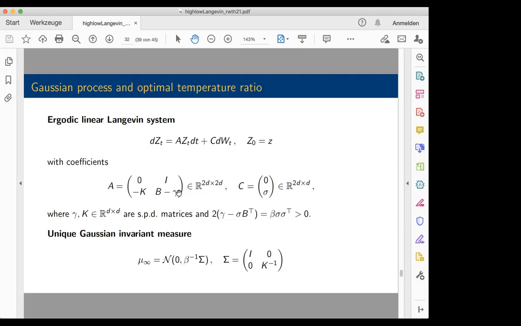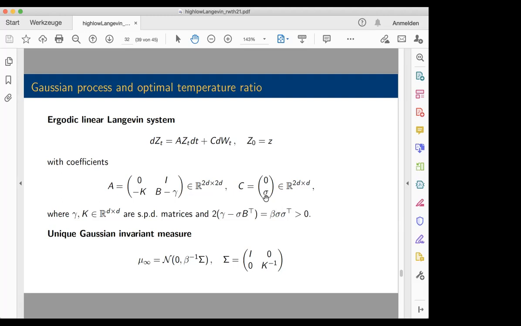And the A matrix is what you get from a quadratic Hamiltonian, assuming that all the other coefficients are constant. The C matrix is the diffusion matrix, and you see this typical degeneracy. There's no noise in the position part, only noise in the momentum equation.